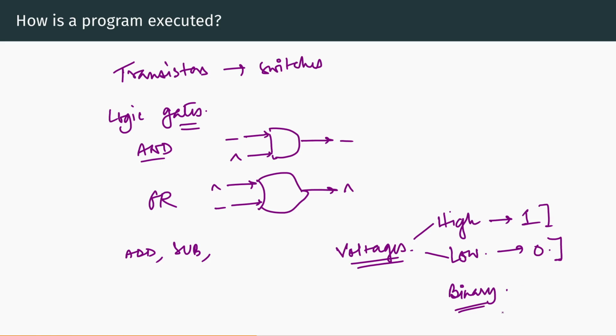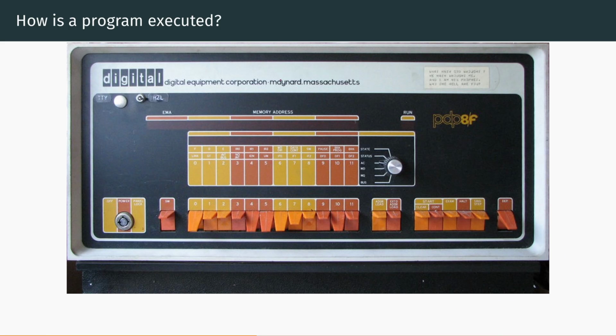Now, in the early days of computing, one of the earliest computers, the DEC PDP-8F, actually had switches. It had 12 switches, 0 through 11, and as you can see, the switches could be in on or off positions. You actually had to flip these switches on and off to program. As you might imagine, this was extremely tedious.